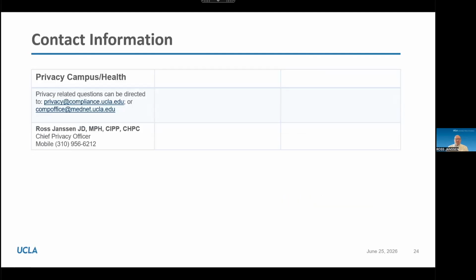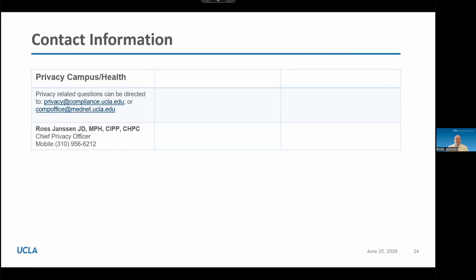So I think that's pretty much all I had for today. Just a high-level review of data classification, de-identification, and incident reporting and recognition. If you have any questions or you would like more information about any of these topics, you can contact me at the information provided here.